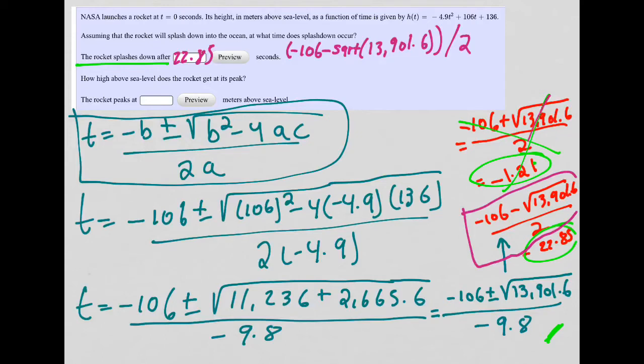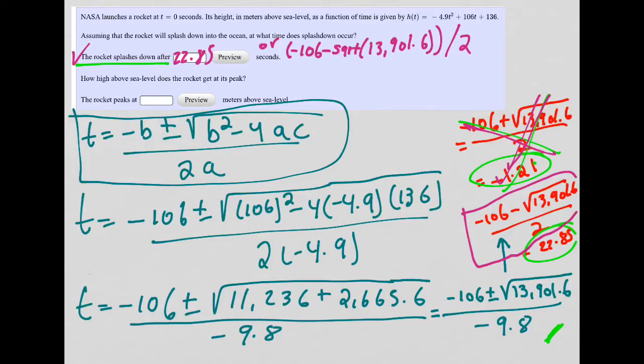So remember, we discard this one because it gave us a negative answer and we're looking for time, and we cannot have negative time. So this is an OR here. Okay, so that was the first part. Yay. The second part: how high above sea level does the rocket get at its peak?